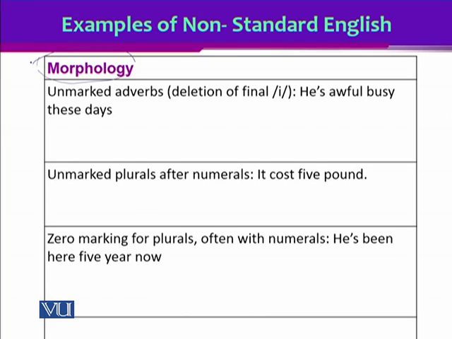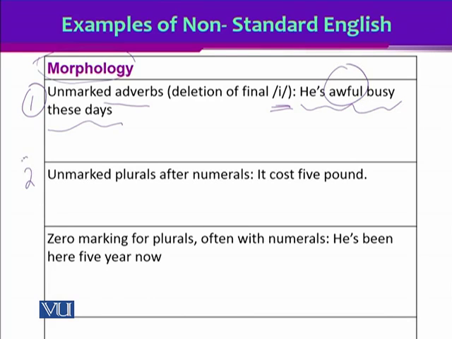First example that I'm going to share with you is of unmarked adverbs. If you look at the sentence, he is awful busy these days. Instead of awfully, awful is used. The deletion of the final ly in this adverb is a non-standard usage. Otherwise, we do not find awful used as an adverb in this way. It is used as he is awfully busy. Here, this ly part is omitted.